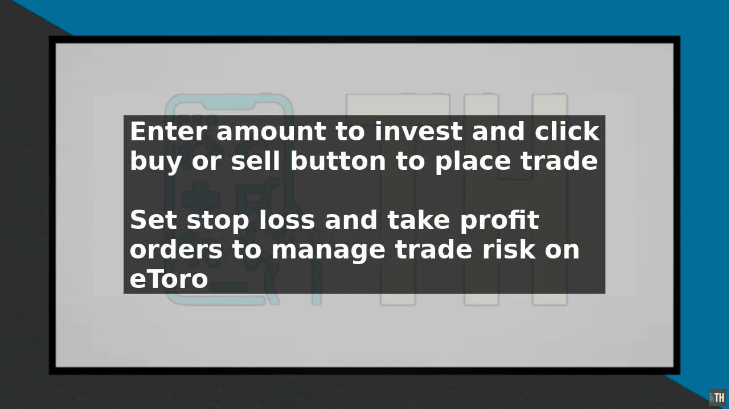or sell button. You can also set a stop loss, which is an order to automatically close a trade when it reaches a certain price, and a take profit, which is an order to automatically close a trade when it reaches a certain profit level.